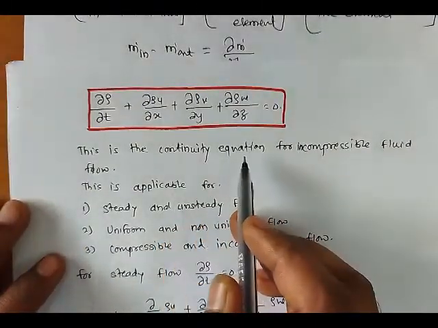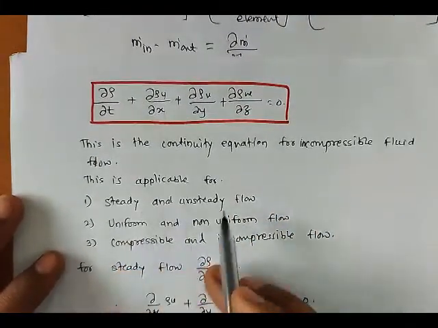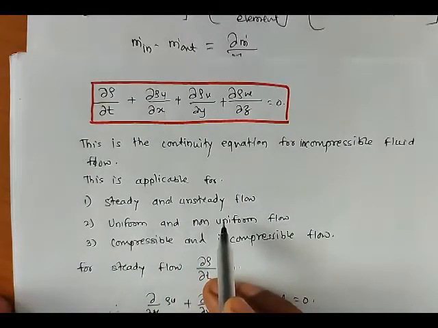This is called the generalized continuity equation, which is applicable for compressible flow, incompressible fluid flow, steady flow, unsteady flow, uniform flow, and non-uniform flow.